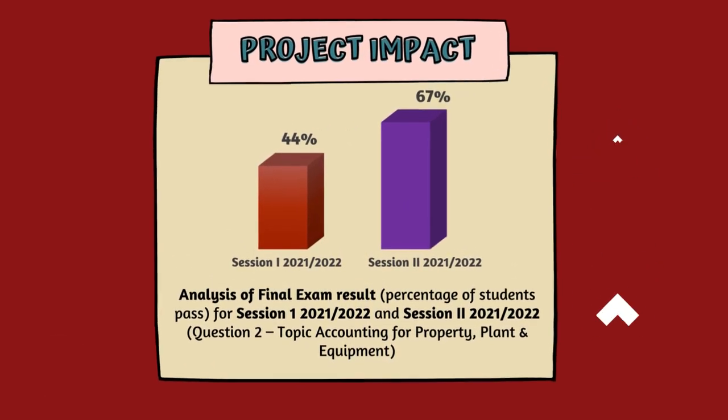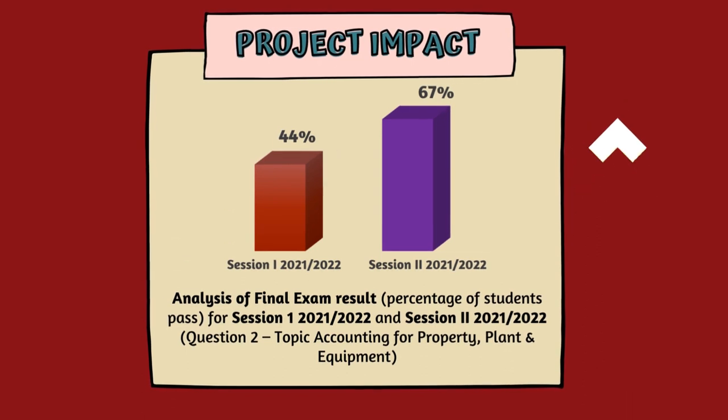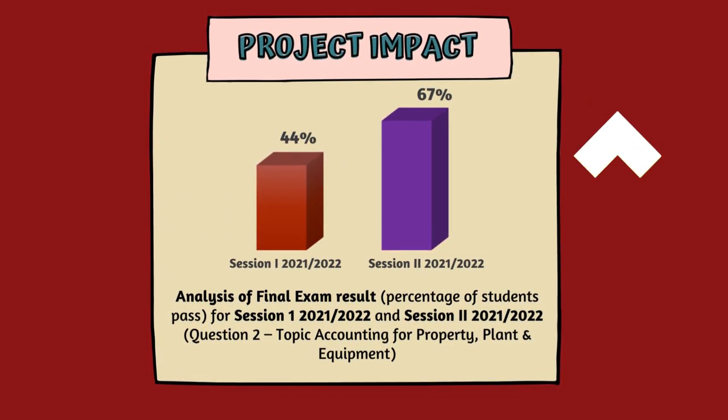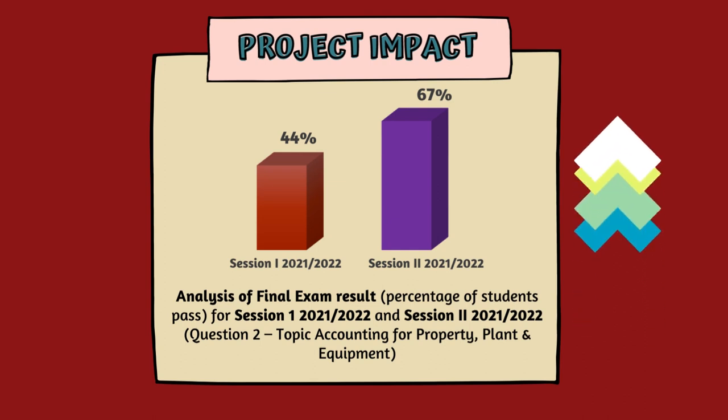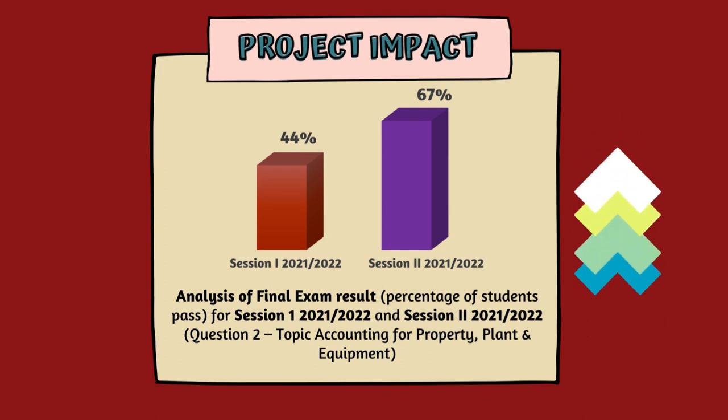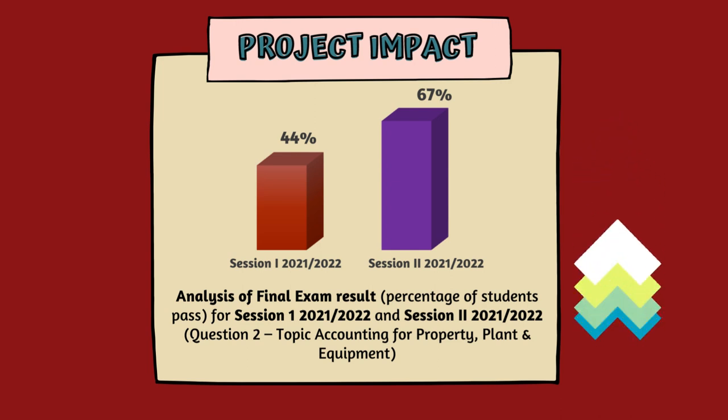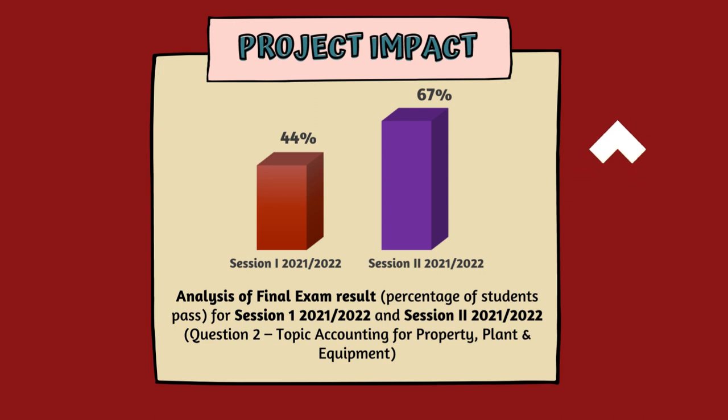Our project impact: the analysis of the final exam of session 2/2021/2022 shows a positive result. Overall, there was an improvement in student performance in session 2/2021/2022 after we implemented Fast Learning Kit Comic Poster DDA in teaching and learning. As you can see on the screen, the result increased by 23% between session 1/2021/2022 and session 2/2021/2022.